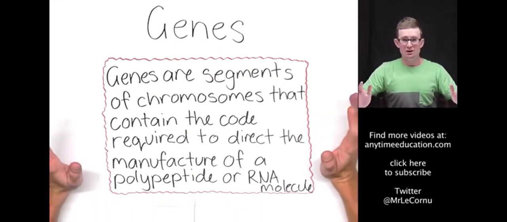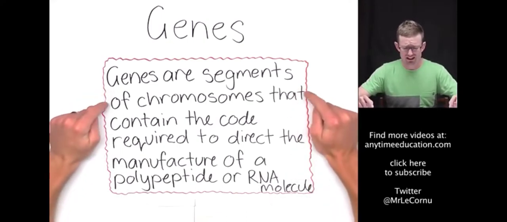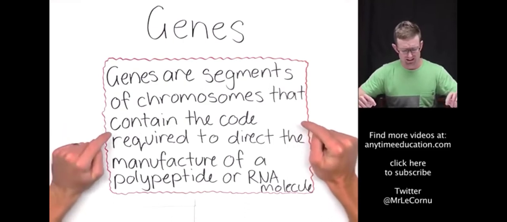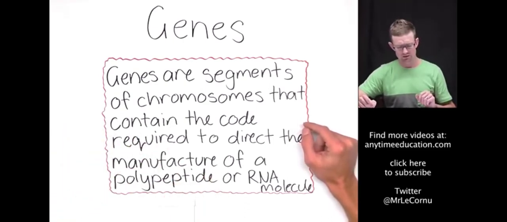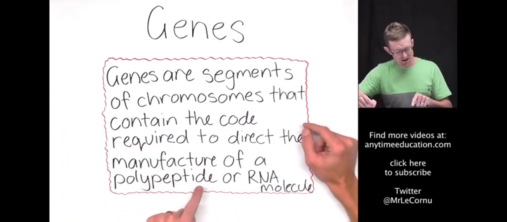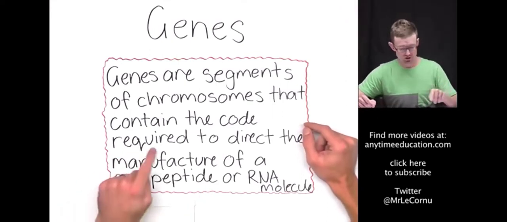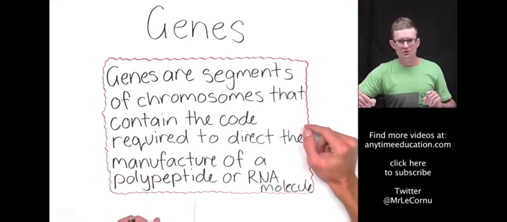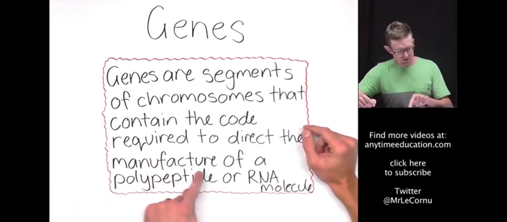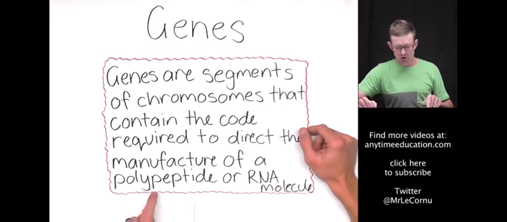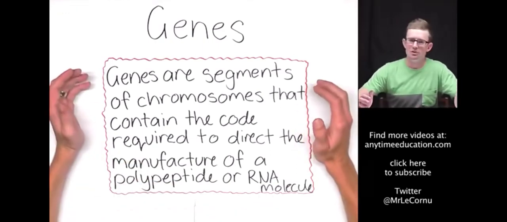Let's just take a deep breath because that is a big statement. Right, let's just go over it again. Genes are segments of chromosomes that contain the code required to direct the manufacture of a polypeptide or RNA molecule. So they've got the code that cells need in order to tell them how to make polypeptides or RNA molecules.